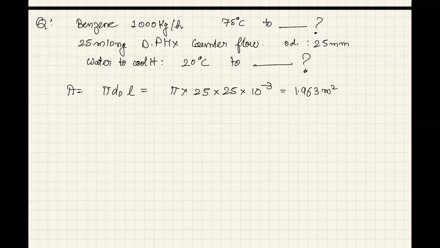So you know the area of this heat exchanger now. You will require the value of U. Does anyone remember the value of U that we got in that problem? Was it roughly around 250? 270, sir. Okay, sounds reasonable.